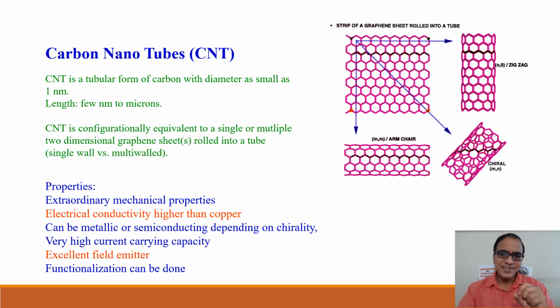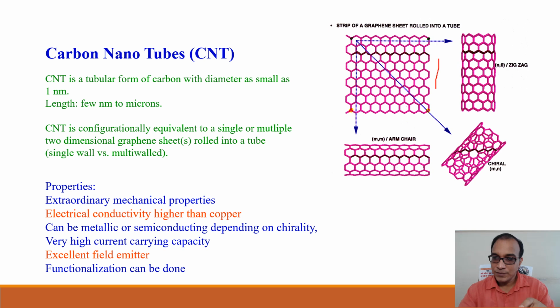Now let us see what carbon nanotubes are. Actually, they are tubular forms of carbon, as we discussed a little bit earlier, with a diameter as small as 1 nanometer and a length of a few nanometers to microns. They are configurationally equivalent to single or multiple two-dimensional graphene sheets. Can you see here that these are strips of graphene sheets.